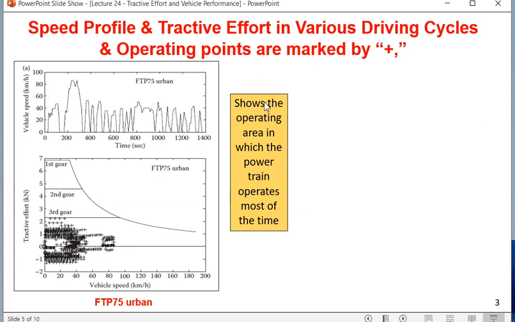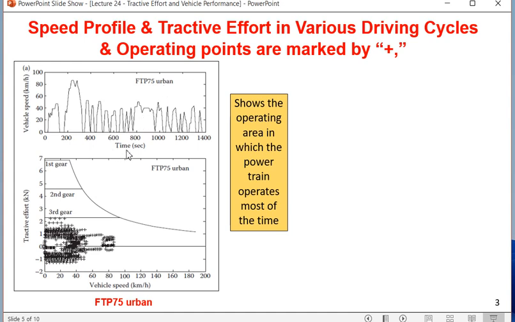Now here, the speed profile and tractive effort in various driving cycles, and operating points are marked by plus. You have to understand this, that this is an FTP 75 urban cycle. You can assume that this can be a multi-gear system: first gear, second gear, third gear. You are finding that third gear is generally for very high speed, around 80. Second gear you can say 40 to 80, and first gear 0 to 20 or 0 to 40. So you are finding that it's continuously an on-off kind of thing. So this is a typical FTP 75 urban drive cycle.